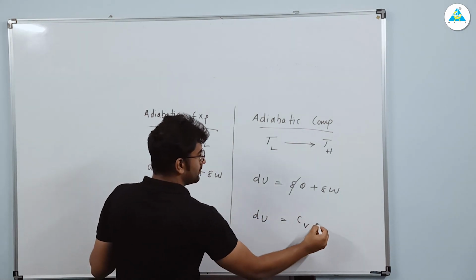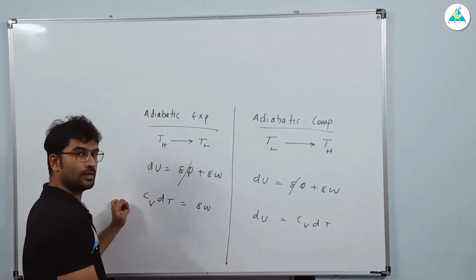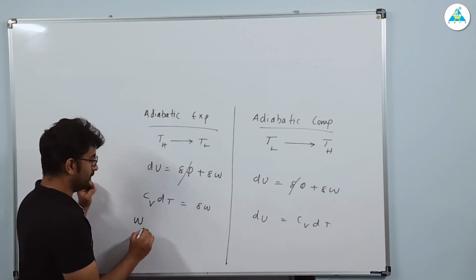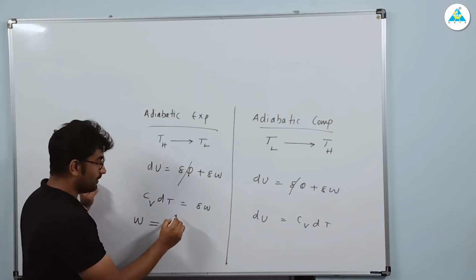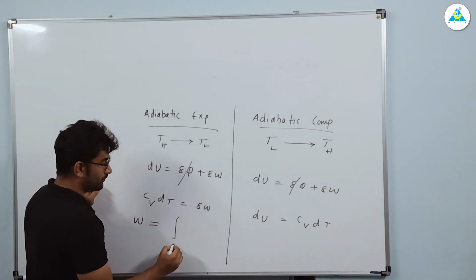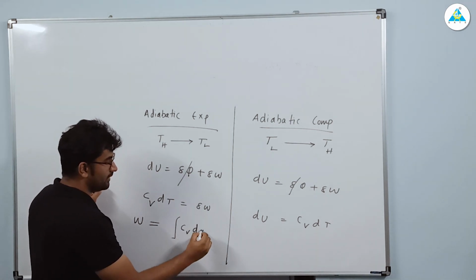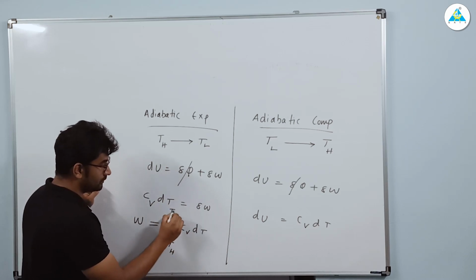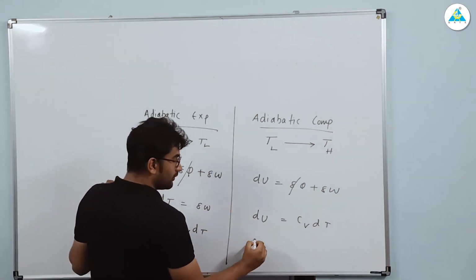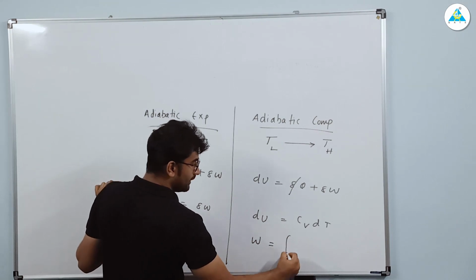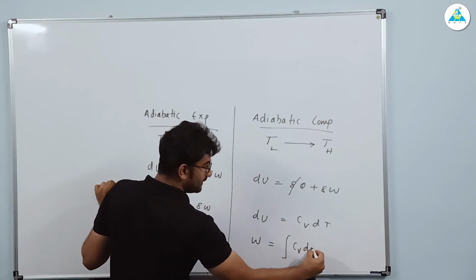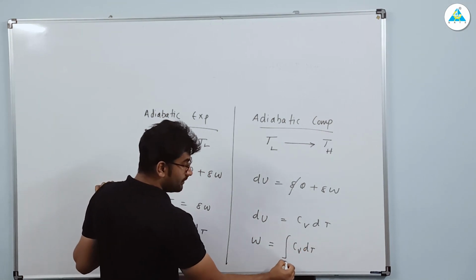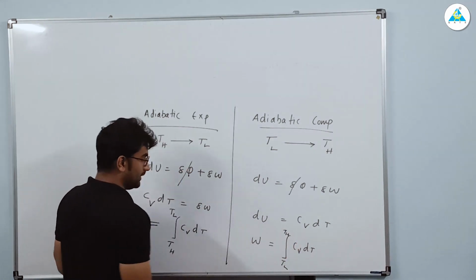du is CVdT. So what is the work done in this case? It will be integration of CVdT from TH to TL. यहाँ पे what will be the work? It will be integration of CVdT लेकिन from TL to TH.